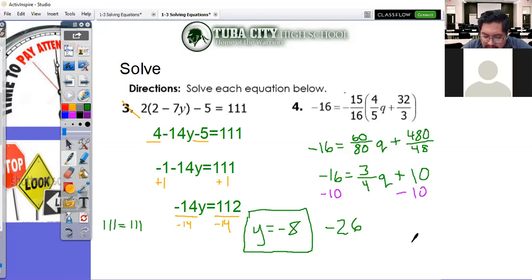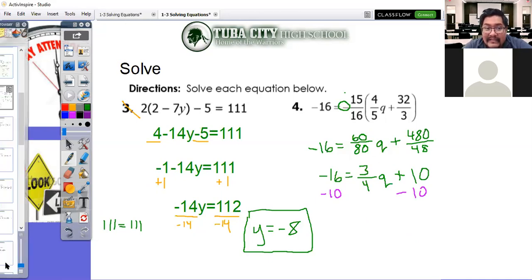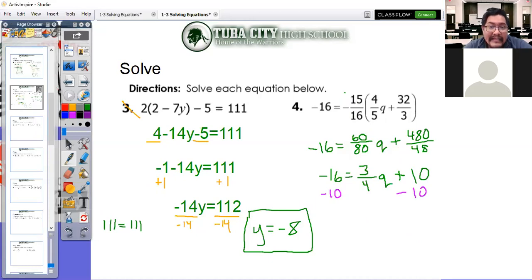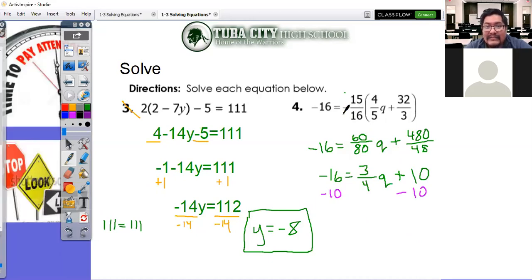Negative 26. All right, something's not working out here because I don't think it's supposed to be 26. Oh, I see what it is. And I did this in my other class too. Now that negative has a tendency to blend in. Looking at it, it's really close to the fraction, so it's really easy to miss it, which actually means this is negative and this is negative.